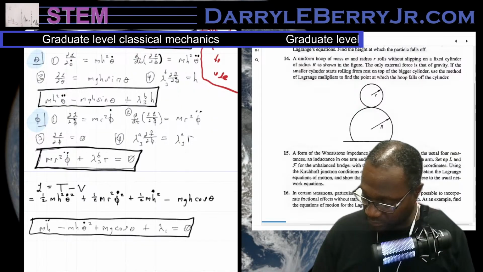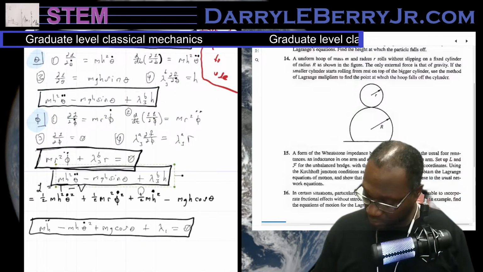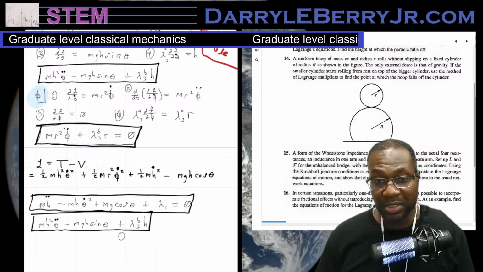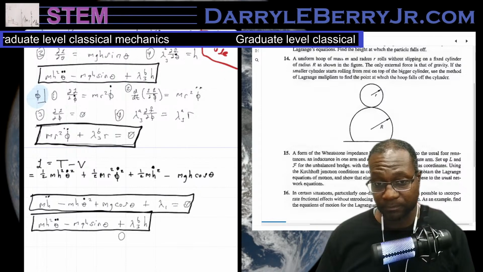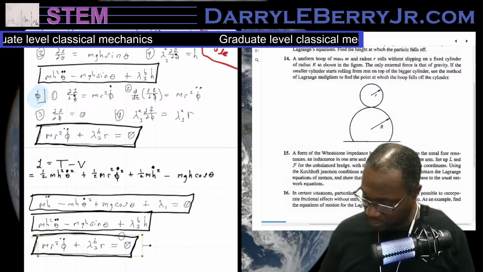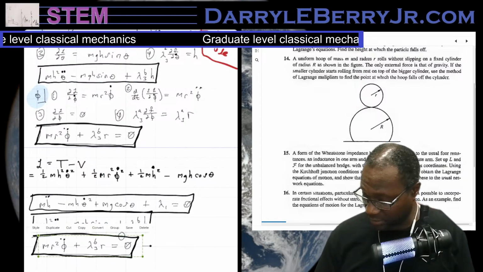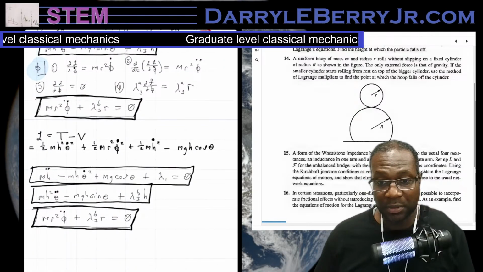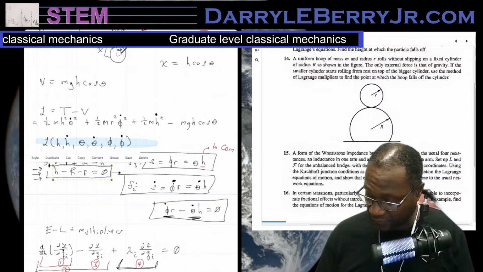We have the second equation, the Euler-Lagrange equation, which is m h squared theta double dot minus m g h sine theta plus lambda 3 b h. We have m r squared phi double dot plus r lambda 3 b equals 0. And we have our constraint equations. We're going to have to use these equations to solve this system.